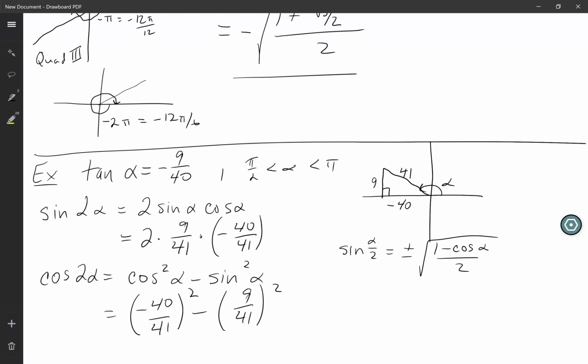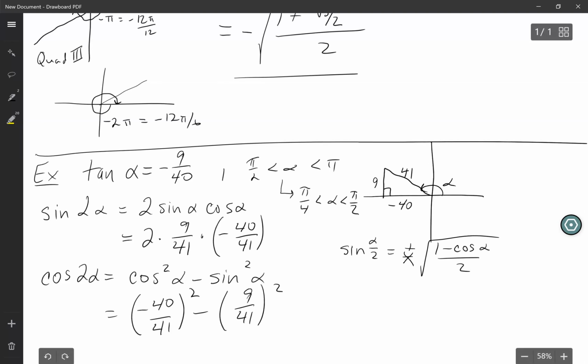So going back up here, we have pi over 2 is less than alpha is less than pi. If I divide everything by 2, I get that alpha over 2 is in between pi over 4 and pi over 2. So this tells me that we're in quadrant 1. Since we're in quadrant 1, I don't worry about the negative. To finish this off then, we get 1 minus, we just said that cosine of alpha is negative 40 over 41, all over 2. And again, I do not care if you simplify that.